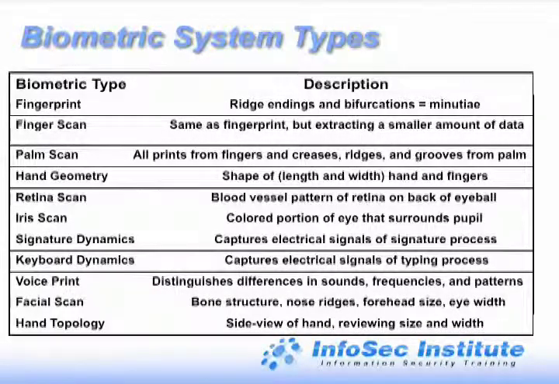These are the types of biometrics. You have your fingerprint, which is ridge endings, and basically in that area there's finger scan, same as fingerprint, but extracting a smaller amount of data. There's the palm scan, which is all prints from fingers and creases, ridges, and so forth. There's the hand geometry, which is shape, length of hand, and fingers as well.